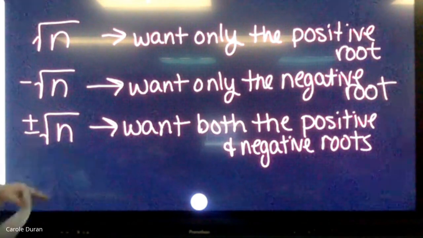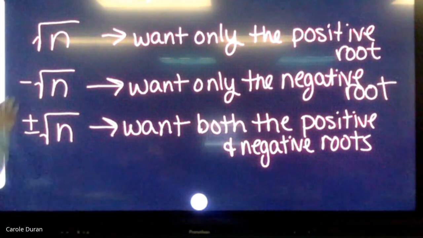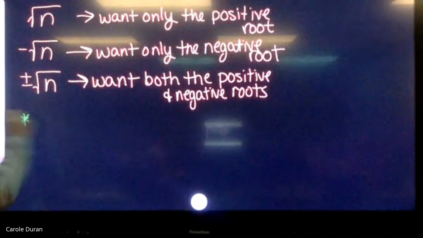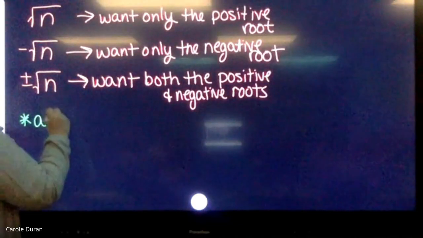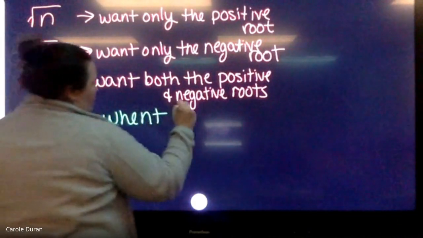This only applies when I'm taking a positive root. Or not a positive, an even root. Oh my gosh, I can't speak today. Are you going to go with the negative one too? Yeah. So this only applies when taking an even root.